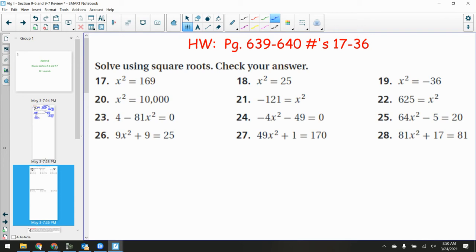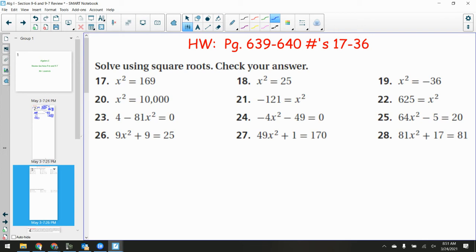Number 21. Mr. Schoenbeck. Undefined. Very good. Number 22. Rosalie. These are so easy. You're doing the calculator. Plus or minus 25. Good. Nevaeh, what did you get for 23? That one is defined. Let's go through that one real quick.